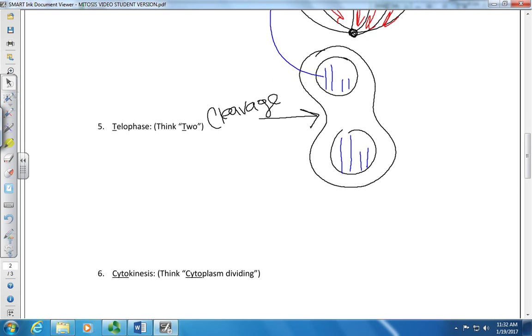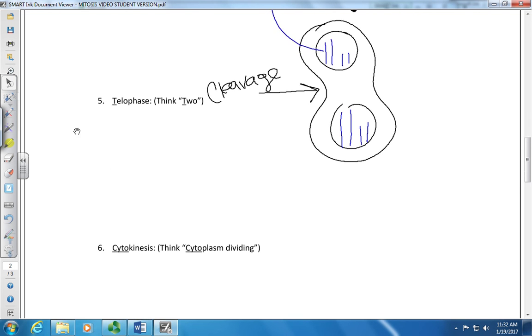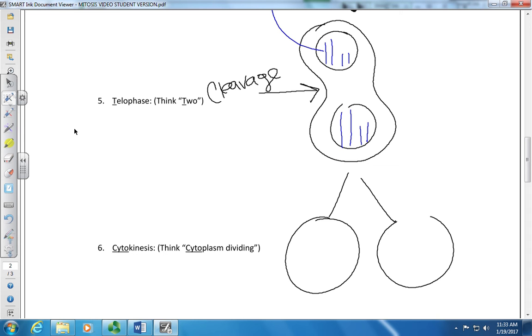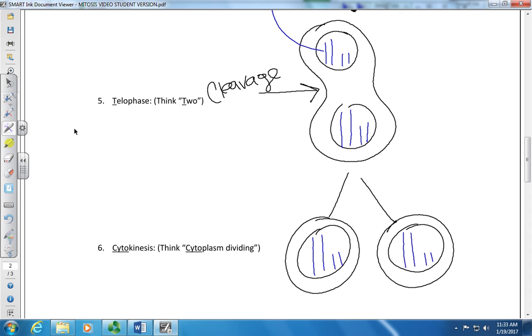And then the final stage of cell division is, in fact, cytokinesis. So in cytokinesis, the cytoplasm actually divides at the cleavage to give you 2 genetically identical daughter cells. And that is mitosis in a nutshell.